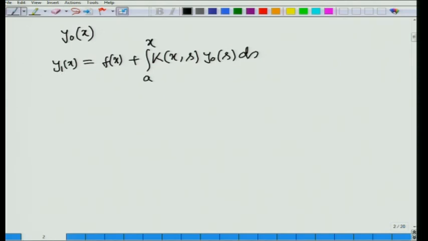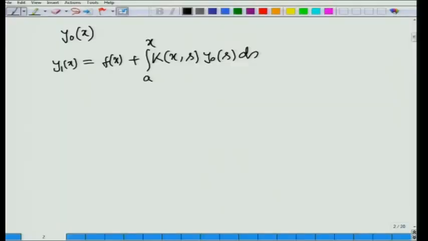Now, the first question is, what will be the assumption for y0(x)? First of all, we start our discussion with the assumption that y0(x) is equal to f(x).